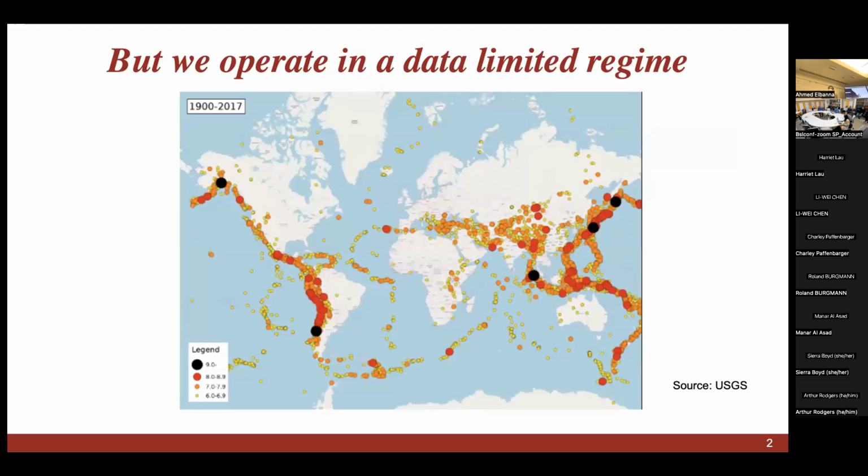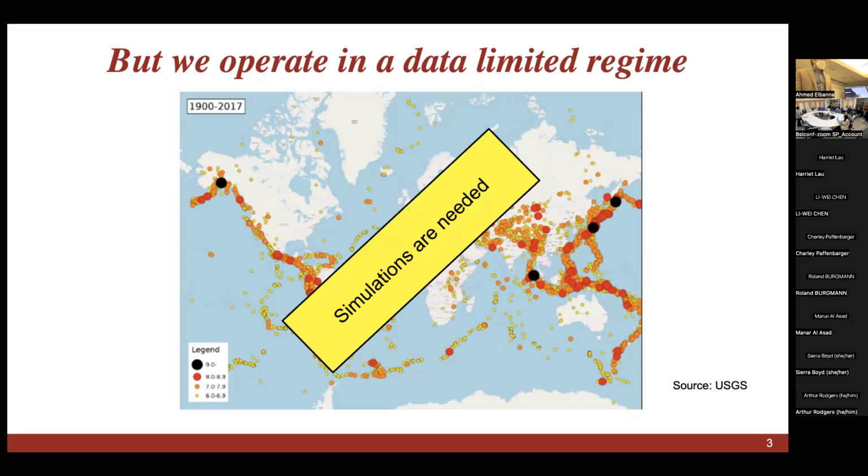And one might think that earthquakes happen all the time, so we have enough data to constrain this kind of uncertainty. But the truth is, we still operate in a data-limited regime. This is a slide showing from USGS the earthquakes greater than magnitude 6 that happened over the last 120 years. And we can count maybe 5 big earthquakes greater than magnitude 9, maybe 50 greater than magnitude 8, and so on. So we only have a few data points when it comes to large earthquakes that might not help us constrain this uncertainty. And this is why simulations are needed.